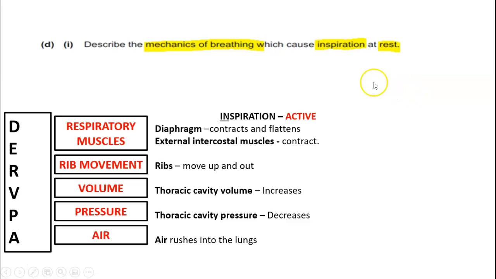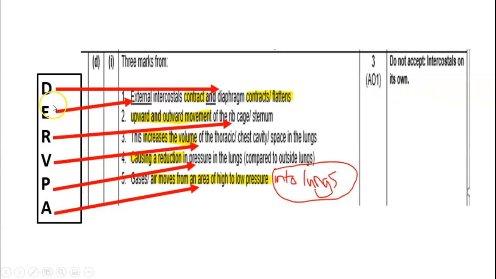If you have a look over at the mark scheme, what would that look like? So you can see here, you've got external intercostal muscles contract and the diaphragm contracts. So there's your first marks there, D and E. And then this causes the ribs to move up and out. Really important, the yellow stuff there is making sure you have given it context and not just written down ribs. I'm sure you wouldn't do that.